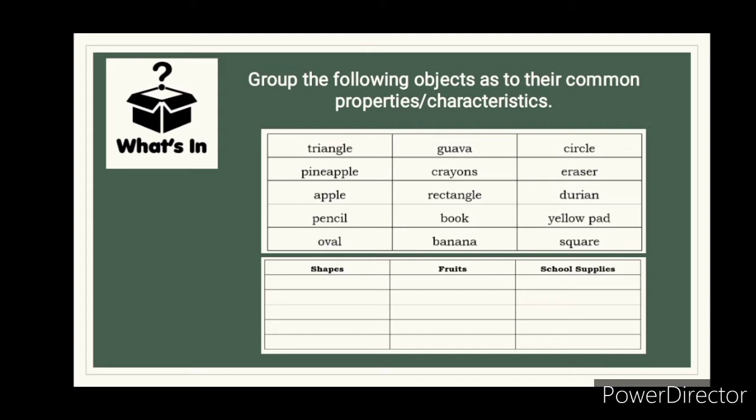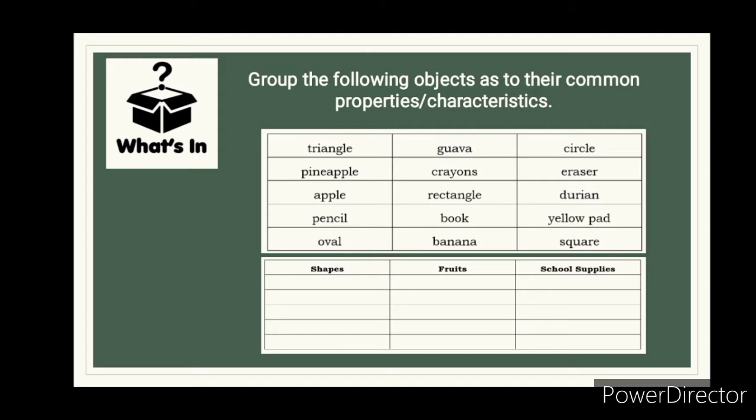What's in? Group the following objects as to their common properties or characteristics. The objects are as follows: triangle, guava, circle, pineapple, crayons, eraser, apple, rectangle, durian, pencil, book, yellow pad, oval, banana, and square. We have 3 columns below.